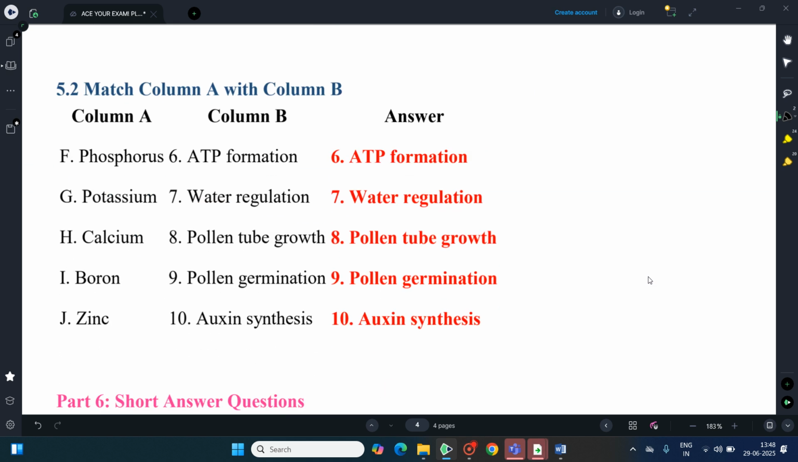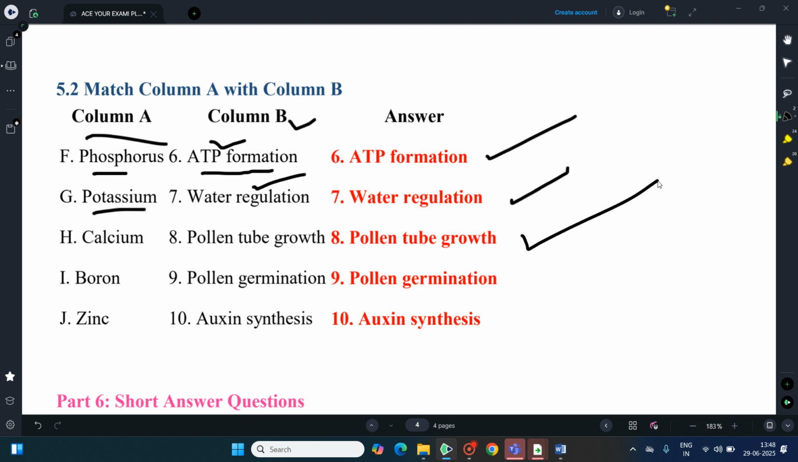The second set, here also I have given 5 questions listed in column A, and in column B the answers are listed. Phosphorus is responsible for ATP formation. That is the correct match. Potassium regulates water regulation. That is also a correct match. Calcium is responsible for pollen tube growth.